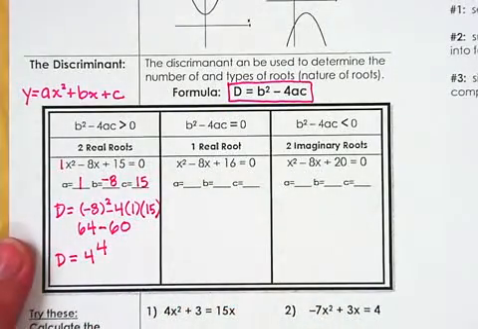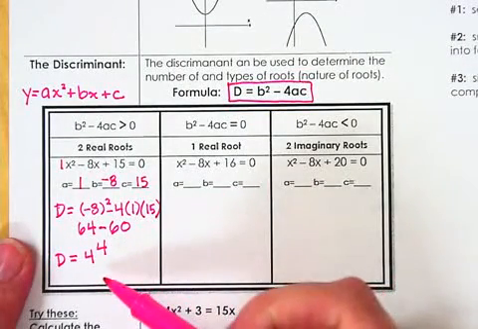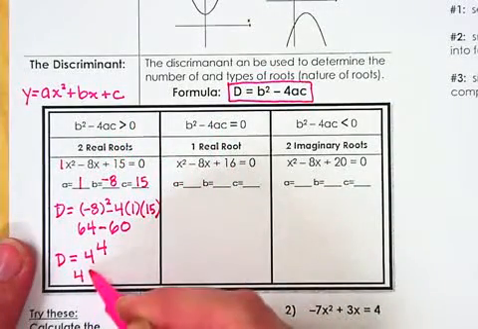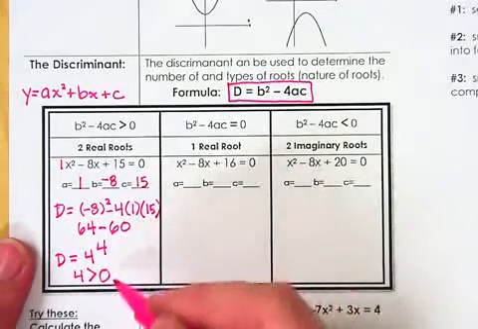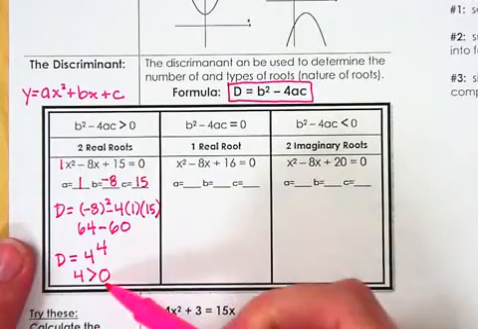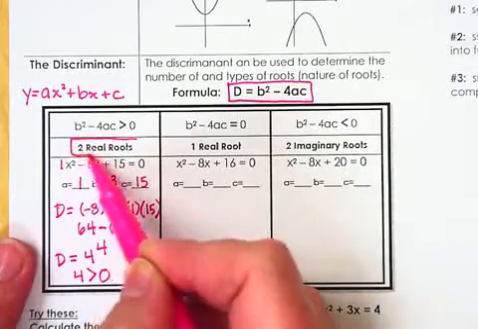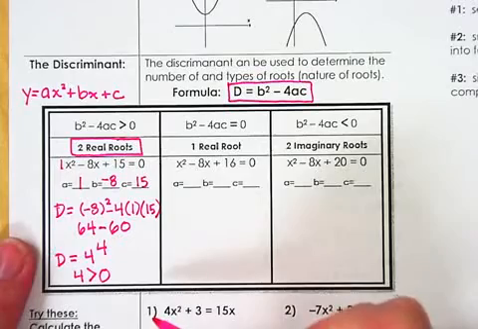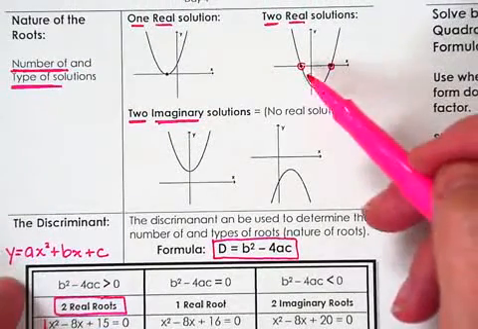Now that I know that d equals 4, I can see that 4 is greater than 0. So that's telling me that the discriminant is greater than 0. If the discriminant is greater than 0, then I know that there are going to be two real roots for this particular quadratic equation. I don't know what they are. I just know that there are going to be two real roots. So the graph would be something similar to this one up here, where it would cross in two places.